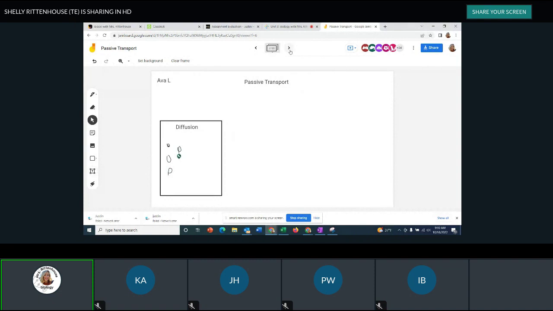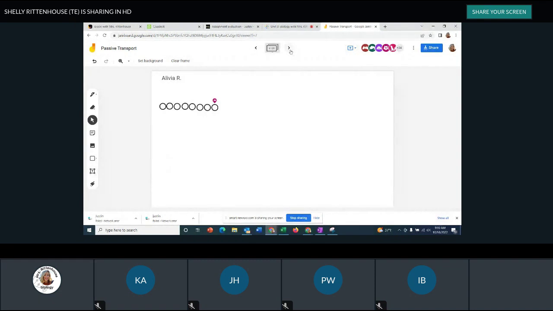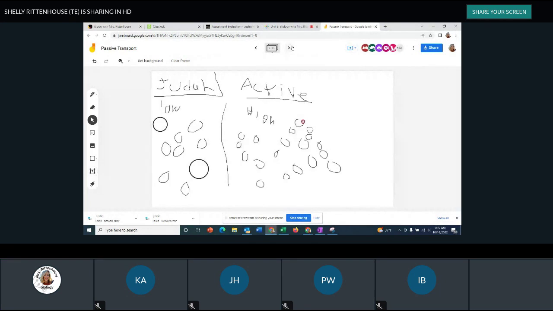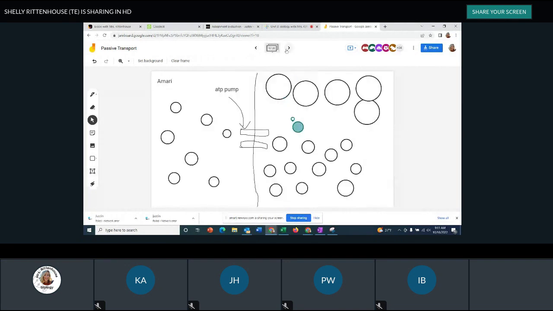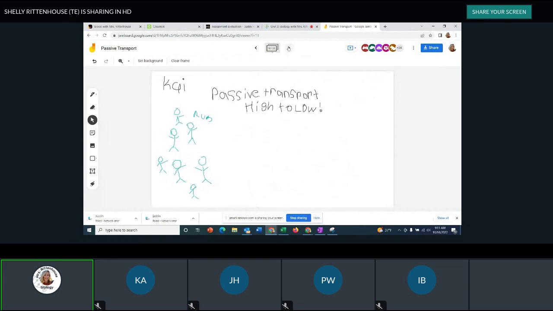Ava, good. She's going to do diffusion. I like all the straight lines, or the straightness of these circles. It does my OCD mind well. Good, Judah. He's gonna show us active. He's got his high and low going on. Faith, I love that you mentioned across the membranes. That's important. Good job, Amari. Good. And the ATP pump. I love it. This is looking great.